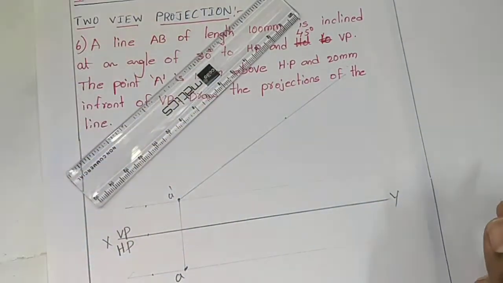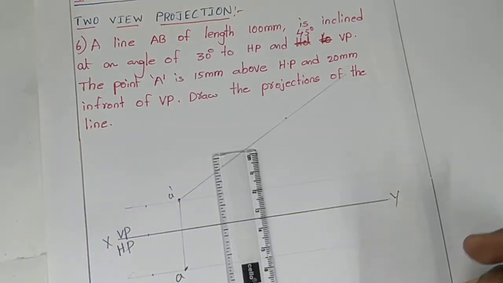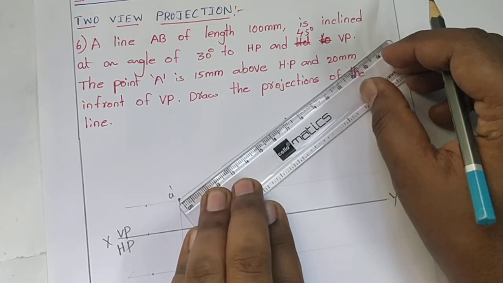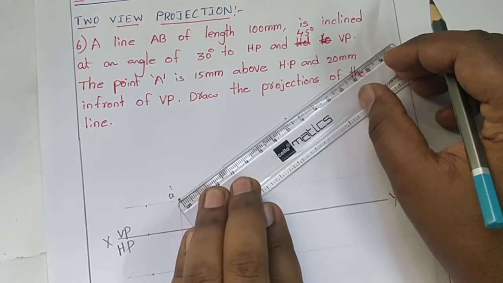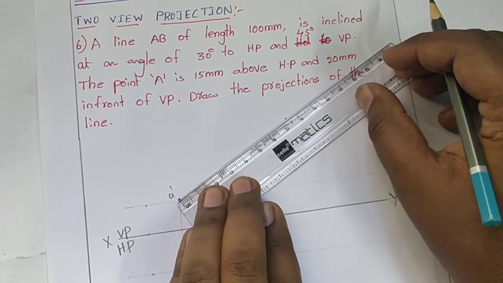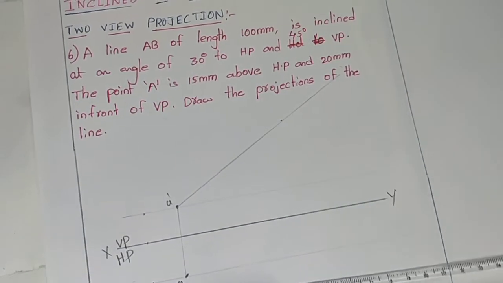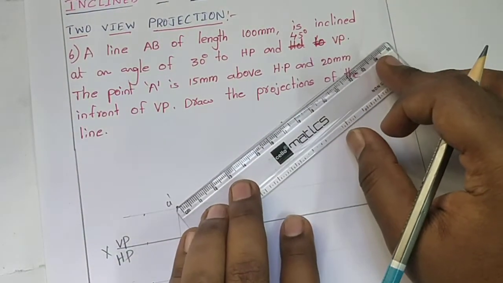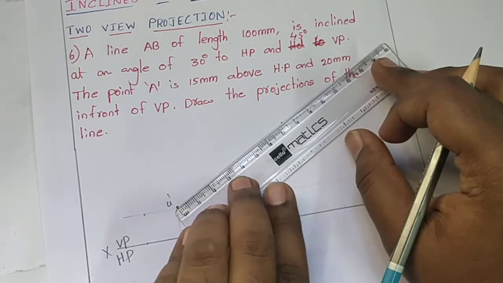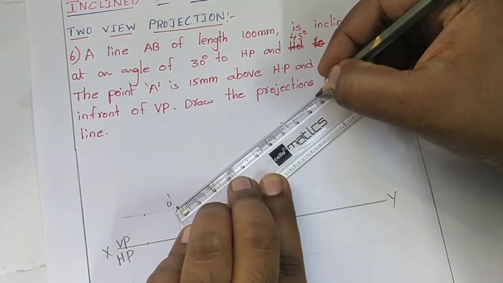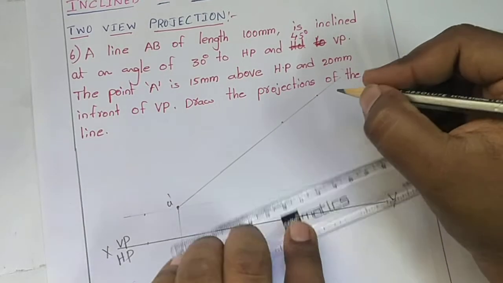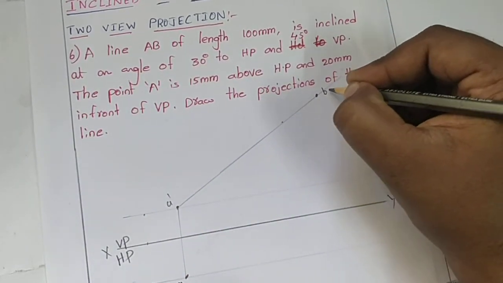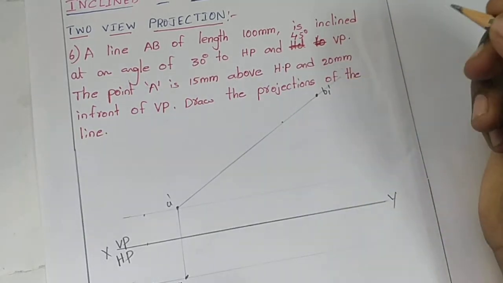We got one inclined line. On that inclined line, measure 100 mm, because the length of the line is given as 100 mm. Otherwise, by using a compass also we can draw, no problem. Now I take the length of the line as 100 mm. It is the 100 mm point, so that it is B1 dash.